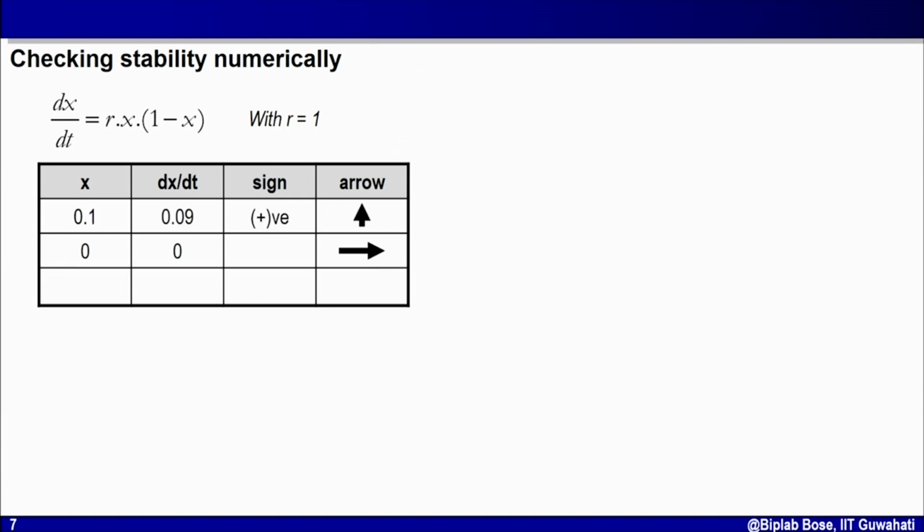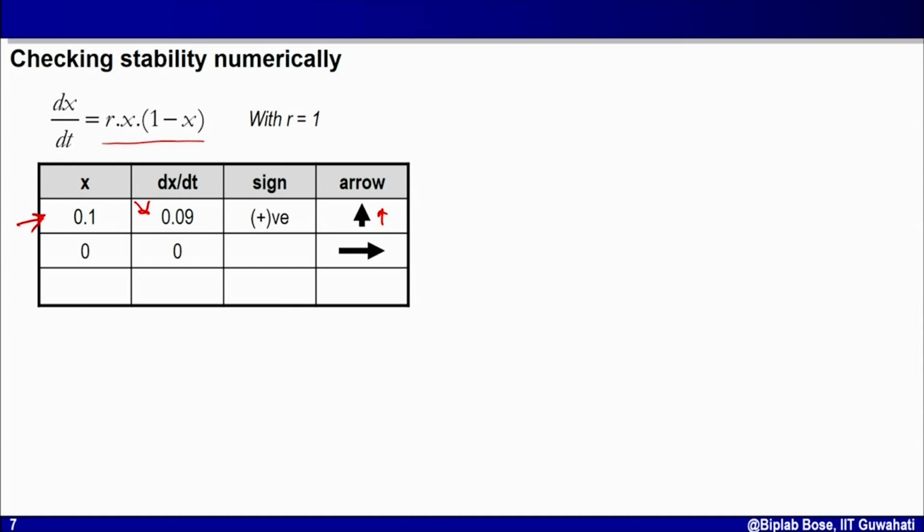Now let us take a slightly higher value of x, slightly higher than the steady state value. The steady state value is 0. I have taken a slightly higher value, that is 0.1. If I put this 0.1 in place of x in this differential equation, I get dx/dt equal to 0.09. The sign of this derivative is positive. So I put an arrow pointing up. That means dx/dt is saying that x will increase, so I put an arrow up as shown here.